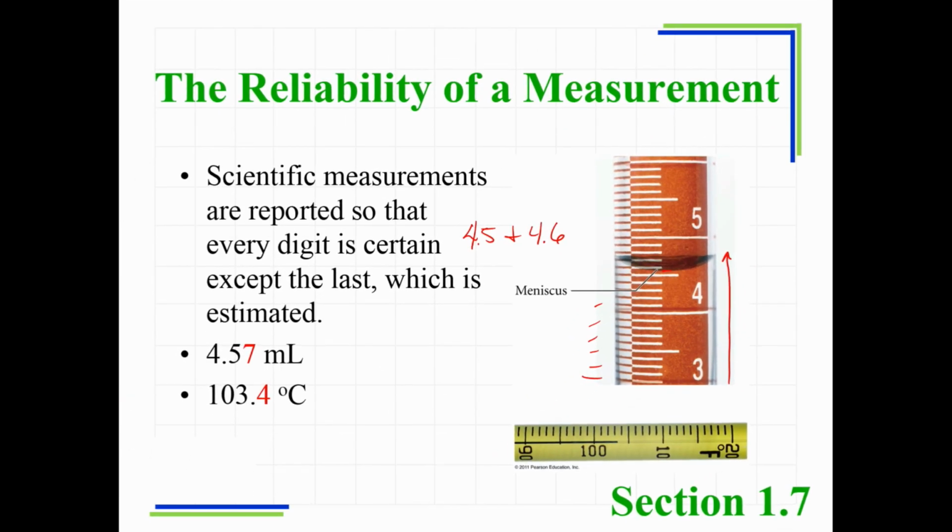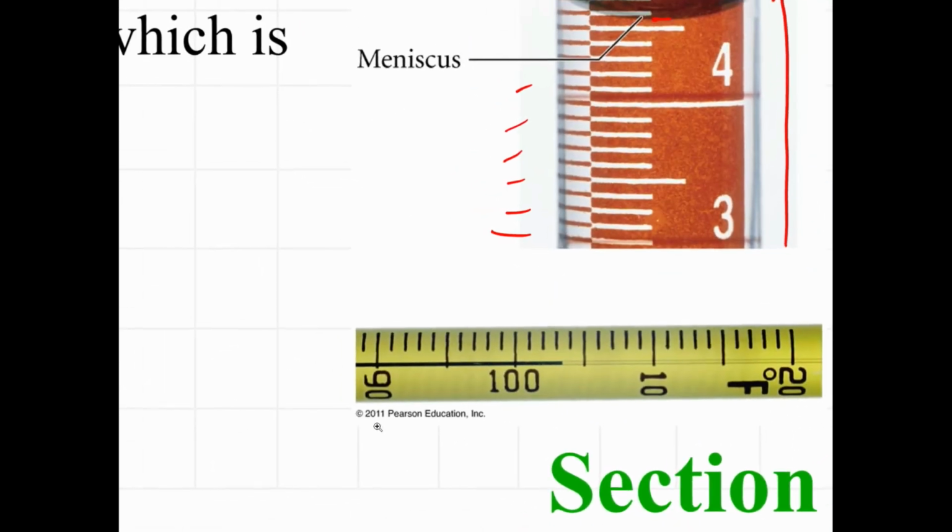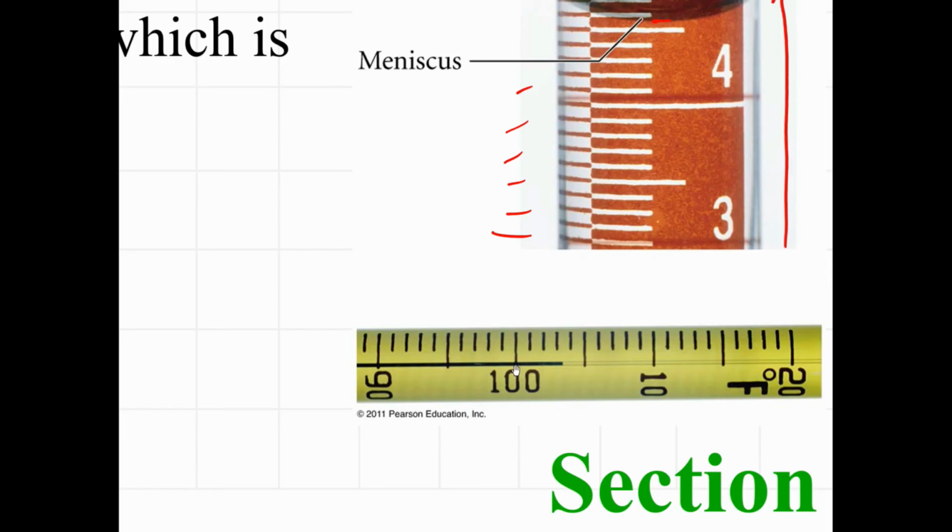Okay? Down here we see a thermometer being read, and in this thermometer we can know with certainty the 103 part. So let's kind of zoom in on it and let's see that. So here's the 100.